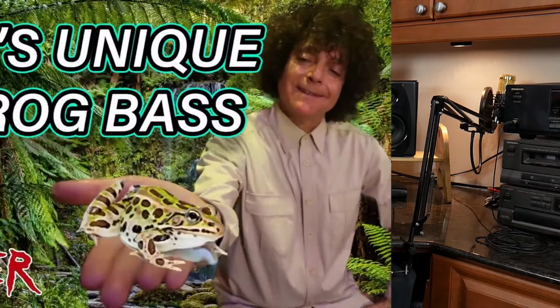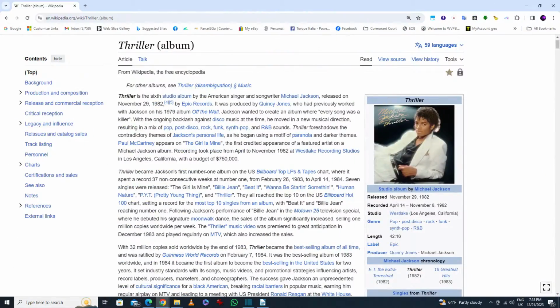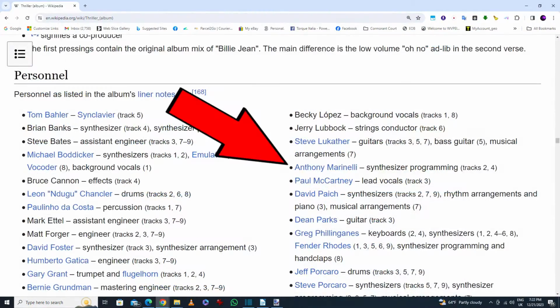Hello and welcome to Casio Chaos Theory, and welcome to this video where we are going to investigate the Casiotone models with the now famous Frog preset tone used in the Michael Jackson song Thriller from the album of the same name. This Casiotone revelation recently came to light back in August 2023 thanks to the videos by Anthony Maranelli, who worked on the actual Thriller recordings as a synth programmer.